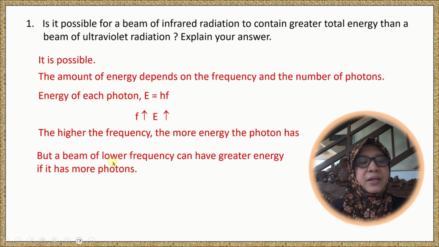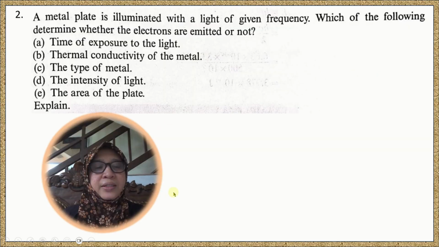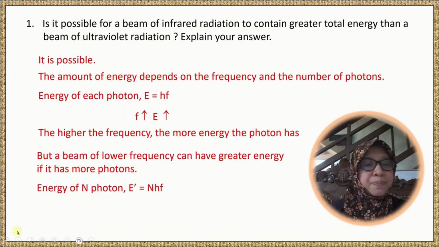The higher the frequency, the higher the energy of each photon will be. But a beam of lower frequency can have greater energy if it has more photons. So you can see here, this is the energy of each photon. And if we have more photons, let's say the number of photons is n, the energy will become nhf, because this is the energy of each photon. Okay, go back to the previous slide, and we can also see from this equation that a beam of lower frequency can have greater energy if it has more photons.